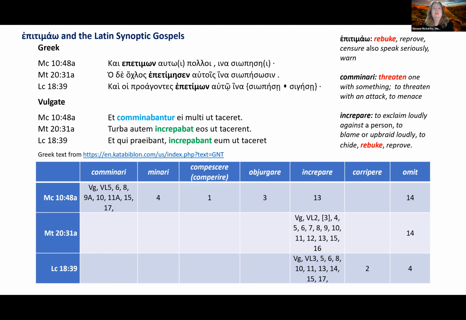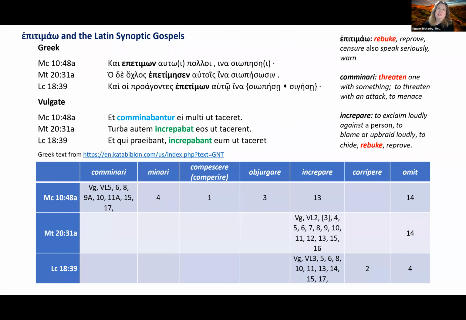Variation and similarities across the textual tradition of the Latin Synoptic Gospels, such as that associated with comminari, may therefore be due to a number of reasons, including, but not limited to, the vagaries of the original translation, revision within the textual tradition of a specific book, ongoing revision according to the Greek, and assimilation to parallel text in the Latin Gospels. So all that complexity is what we need to consider when we're talking about comminari in Mark.